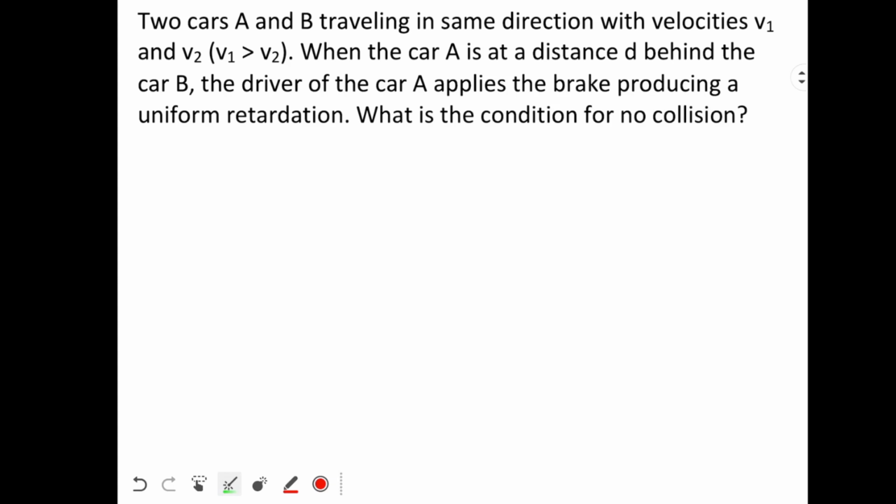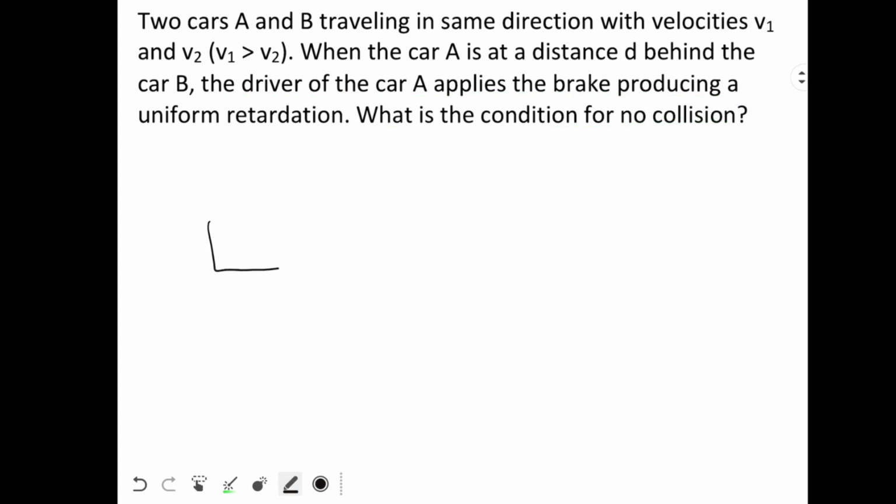Okay, now see this question. Two cars A and B are traveling in the same direction with velocities v1 and v2. When car A is at a distance d behind car B, the driver of car A applies the brake, producing a uniform retardation. What is the condition for no collision?